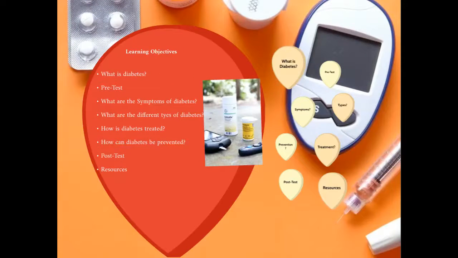Our learning objectives for this presentation are: what is diabetes? We'll take a pretest. What are the symptoms of diabetes? What are the different types of diabetes? How is diabetes treated? How can we prevent diabetes? We'll take a post-test and we'll review the resources that were used to help make this presentation.